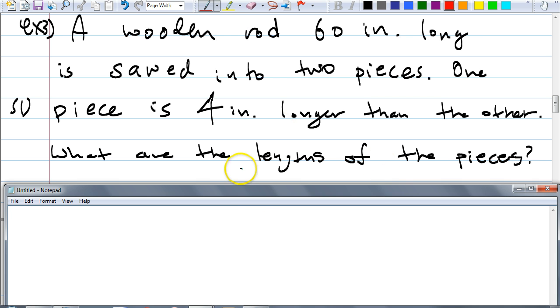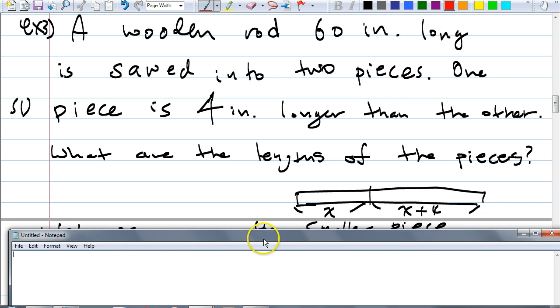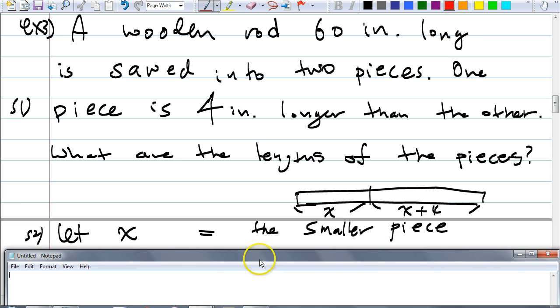I like addition. So I'm going to let, by the way, I drew the picture too. Isn't this nice? I'm going to let x, notice I didn't use s because my s looks like 5. So I wrote x. Let x be the smaller piece or shorter piece. And of course, what about then the other piece?